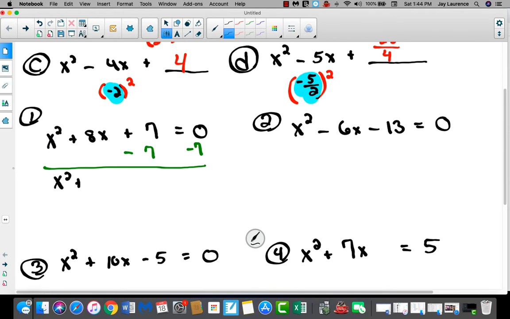Did you write that down? a must be 1. And I'm going to put plus a blank here, and that's going to equal negative 7 plus a blank, because if I do it to one side, I've got to do it to the other. All right, so now I'm going to take half of this, which is 4, squared is 16. But if I add 16 to the left-hand side, I better add 16 to the right-hand side. All right, now watch how simply this is going to factor.